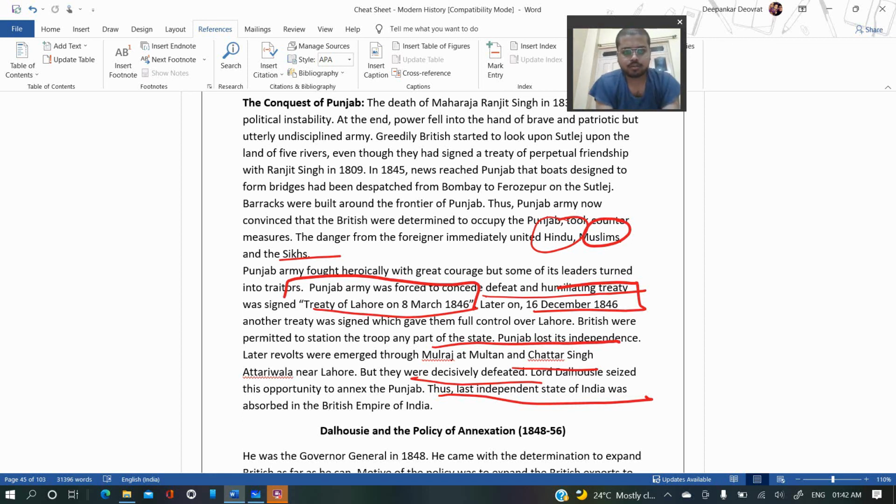So this was all about the conquest of all the regions of India that we have just completed as part 7, and part 8 will be our last lecture for chapter 3, which will be about Dalhousie and the policy of annexation.